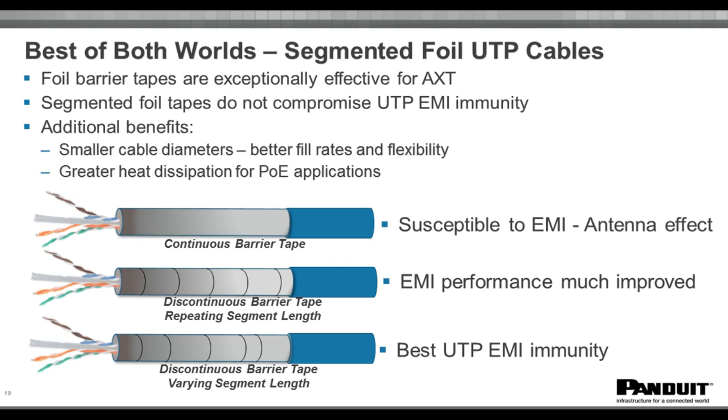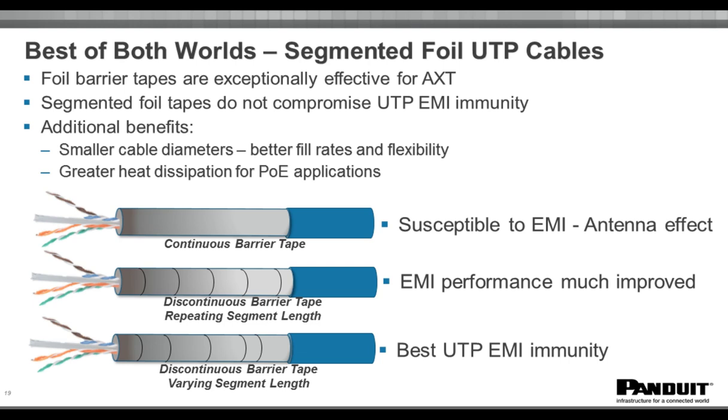So foil barrier tapes are exceptionally effective for alien crosstalk, and that's true whether the barrier tape is cut or uncut. What the segmented foil tapes do is they don't compromise your UTP EMI immunity. They don't act like that antenna. So in the first picture of cable we have there, that's a continuous barrier tape. That's susceptible to EMI with the antenna effect.